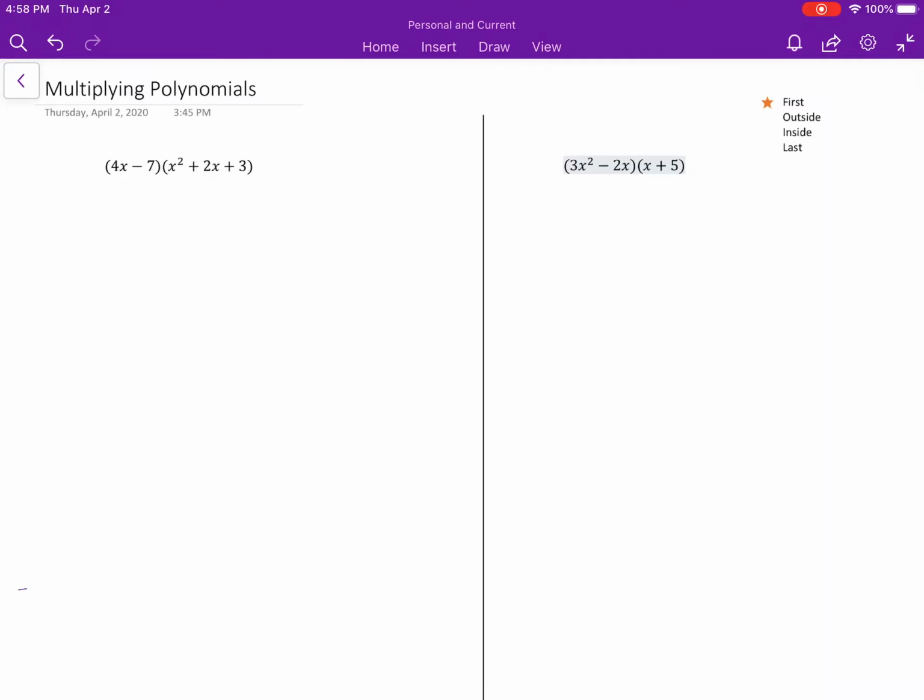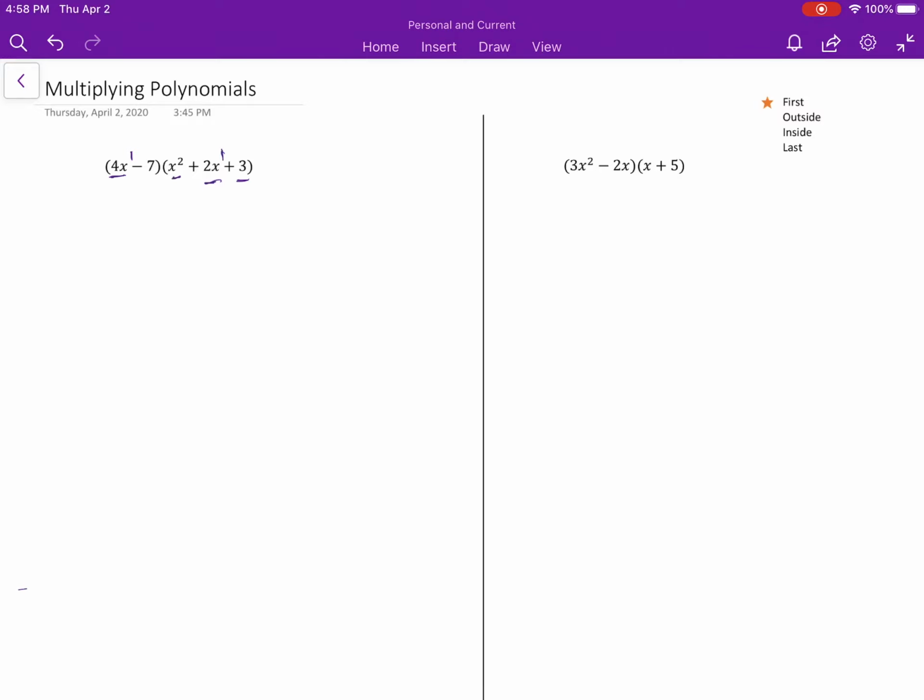Important to remember is that when we are multiplying with the same base, we add the exponents. And if I have just 4x, its exponent is 1. Again, this 2x also is going to have an exponent of 1. So my first step is to take 4x and multiply it by each of the terms in the trinomial.